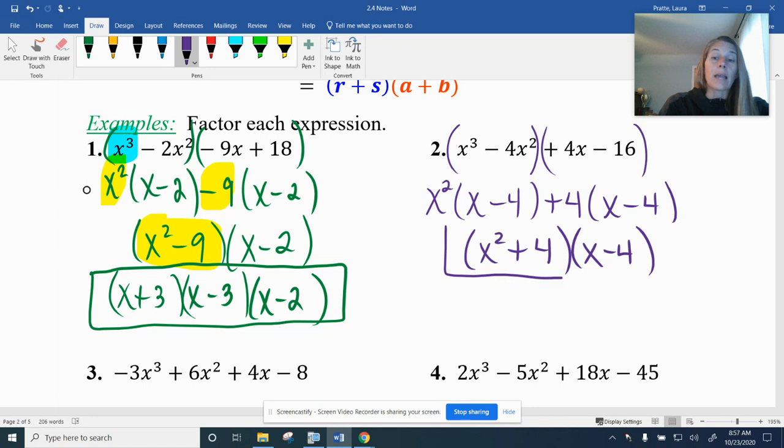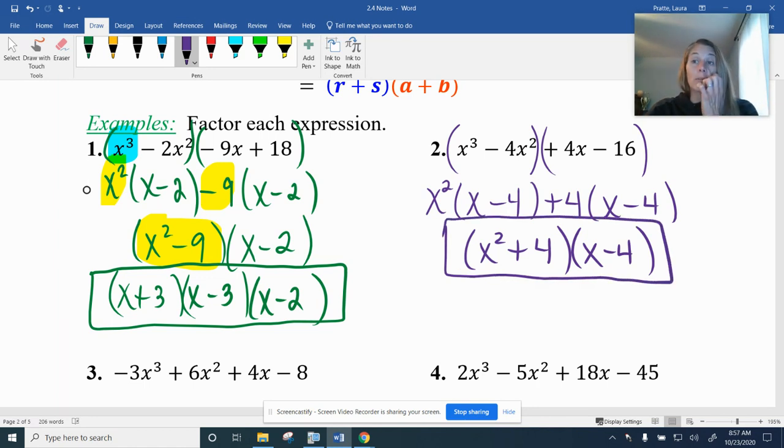Now, in this case, I cannot factor it any further because even though 4 is a perfect square, it has a sum or an addition sign there, and that is not factorable according to that difference of two squares pattern. It must be a subtraction sign. So that's where we have to stop.